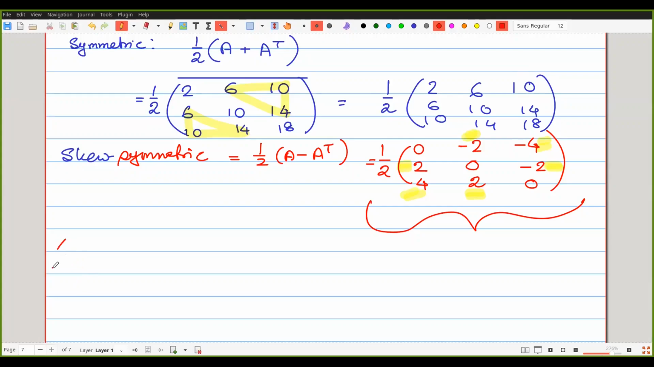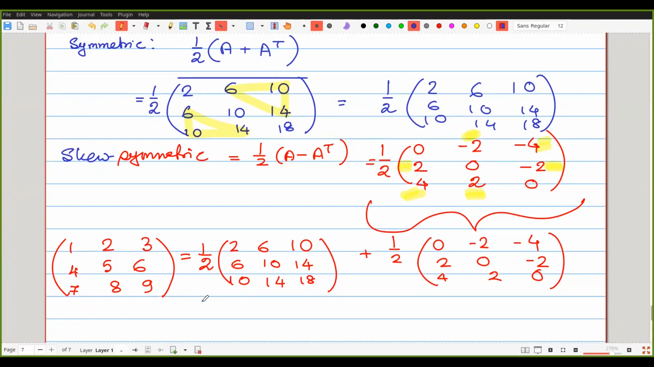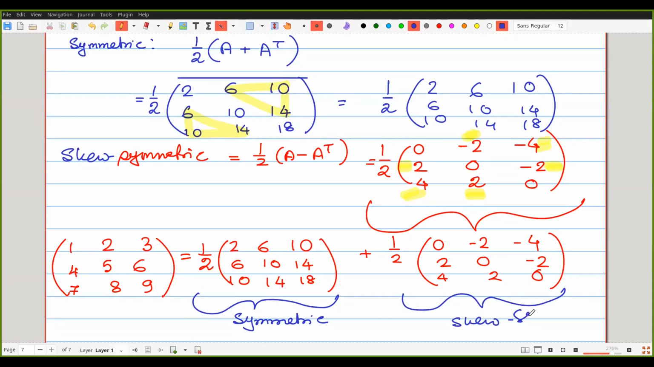So we can write A, that means 1, 2, 3, 4, 5, 6, 7, 8, 9, as the addition of a symmetric, that is half of 2, 6, 10, 6, 10, 14, 10, 14, 18, plus half of 0, minus 2, minus 4, 2, 0, minus 2, 4, 2, 0. That one is the symmetric, and that one is the skew symmetric. So any square matrix can be written or expanded in the form of the addition of a symmetric and a skew symmetric matrix.